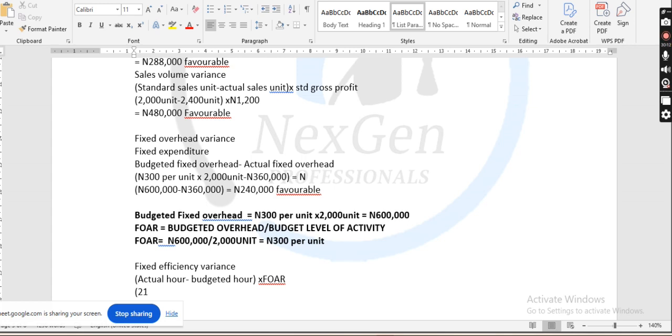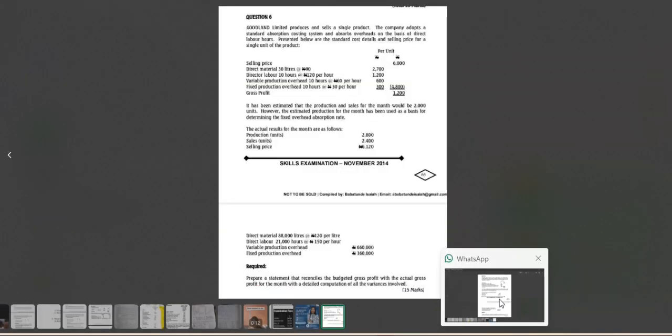So this is 21 minus the budgeted hour, class. The budgeted hour, don't forget, let me use standard hour so that you will know that you need to multiply standard hour. So what is the standard hour given to us? Standard hour for fixed overhead. What is the standard hour, class?